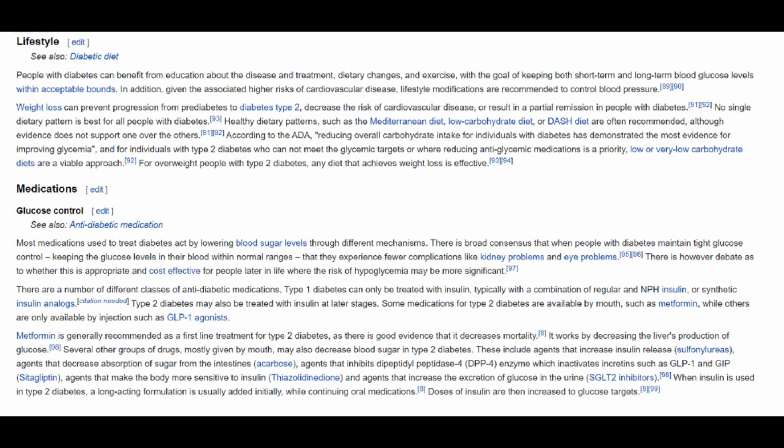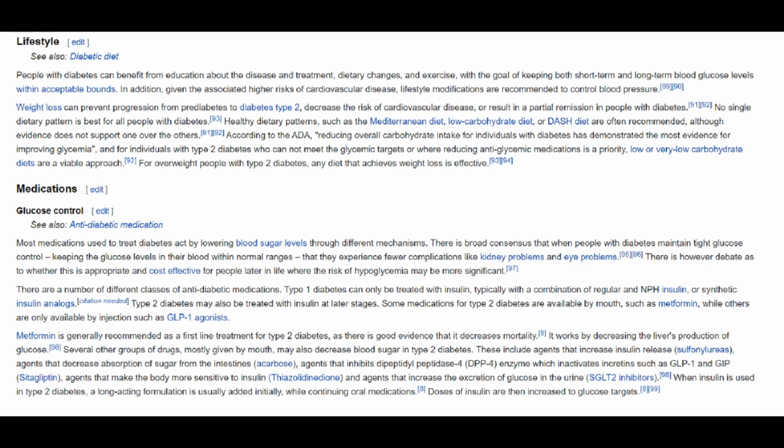Lifestyle. People with diabetes can benefit from education about the disease and treatment, dietary changes, and exercise, with the goal of keeping both short-term and long-term blood glucose levels within acceptable bounds. In addition, given the associated higher risks of cardiovascular disease, lifestyle modifications are recommended to control blood pressure.